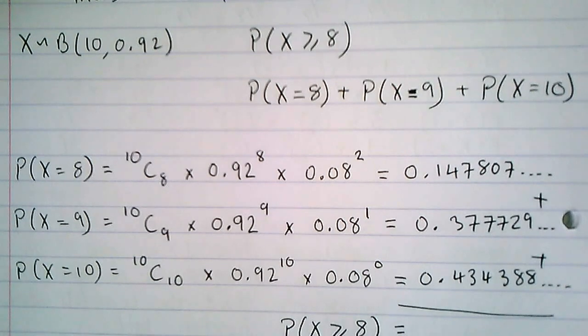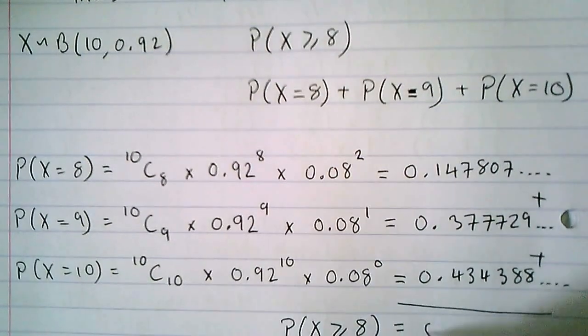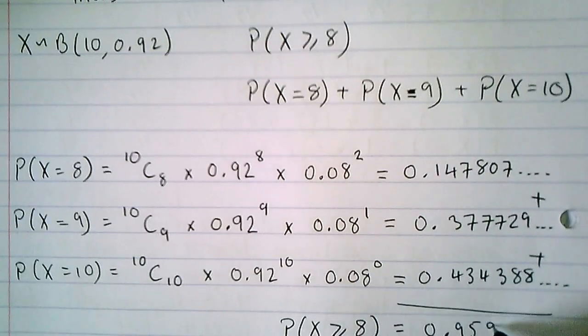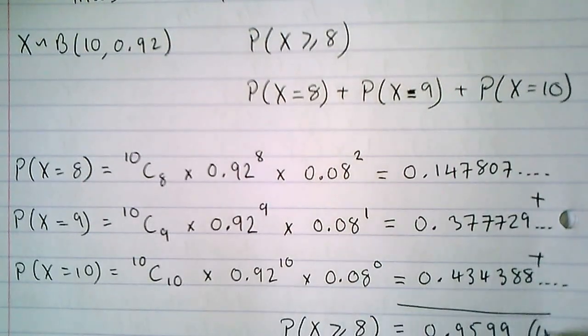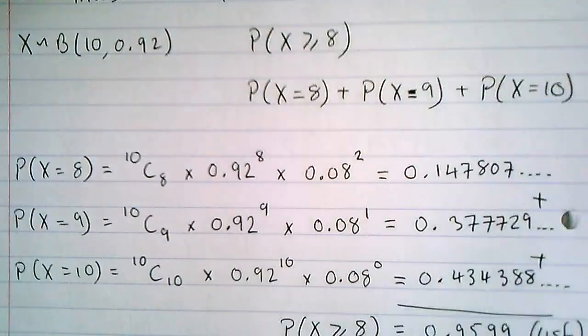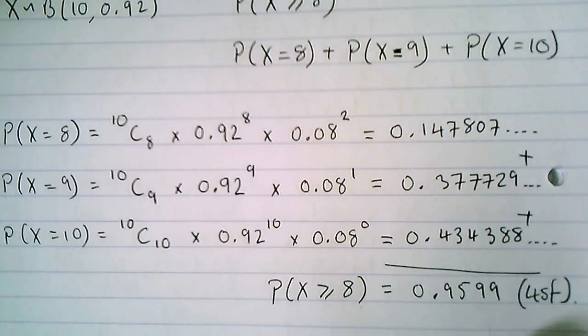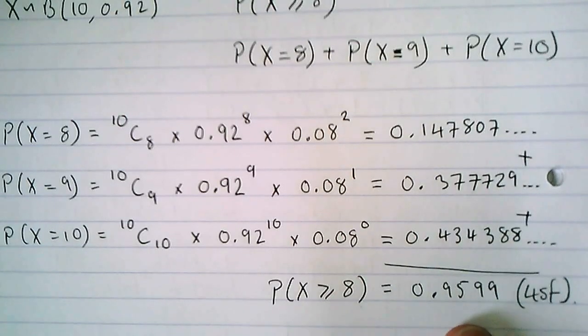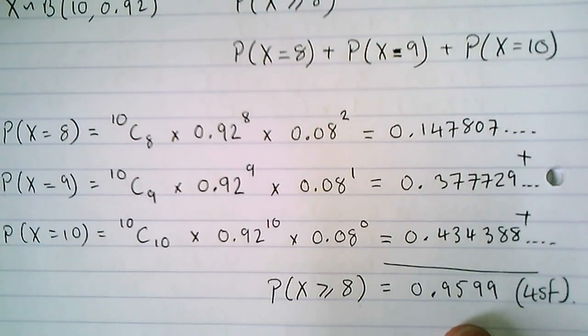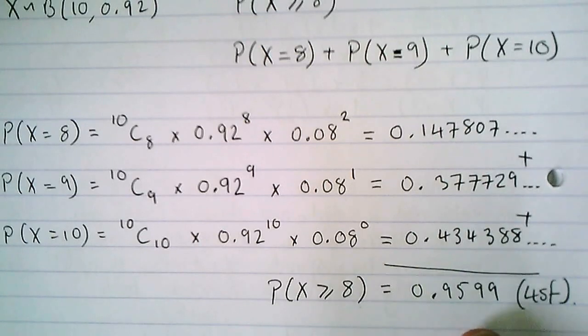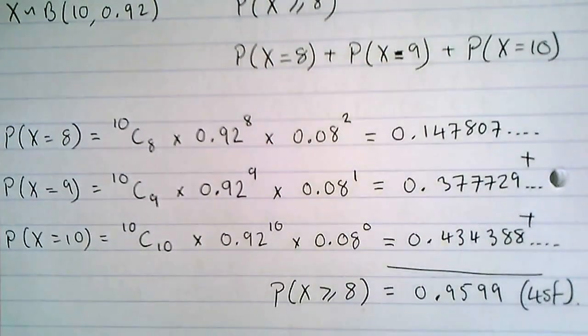So 0.377729, 0.147847. So here we get 0.9599, and that there is the 4 significant figures, which you will find is the standard degree of accuracy that most examiners will look for, even if they're not asking for it outright. 4 significant figures for probability is generally accepted.